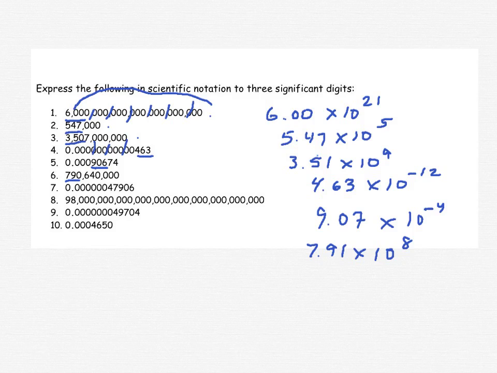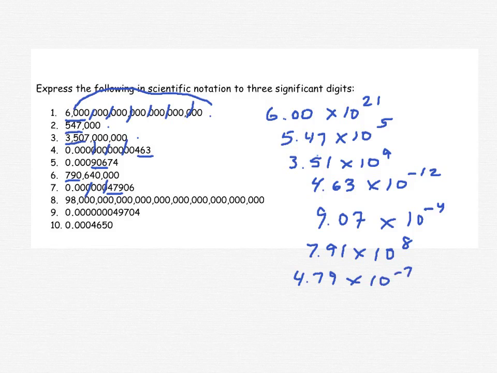Number 7, 479 are the first 3. The 0 can't round it up, so it's going to stay 4.79. The number's very small. How many places did it get moved? So 1, 2, 3, 4, 5, 6, 7 places. It's a negative exponent because it's a small number.